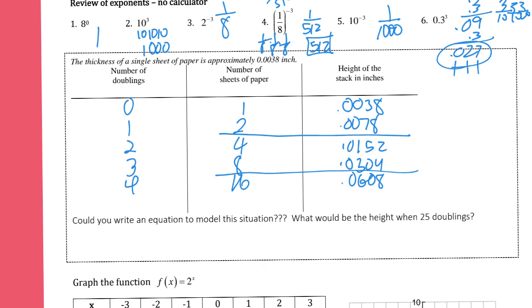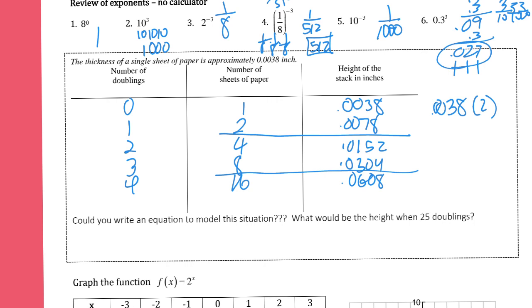And you could take 0.0038, and you're going to times it by 2, okay? Because every time you double it, it gets twice as big. So you do times 2, times 2, times 2, times 2, but that does get repetitive. You got to double it 25 times. How could you put that in your calculator without having to do times 2 so many times?